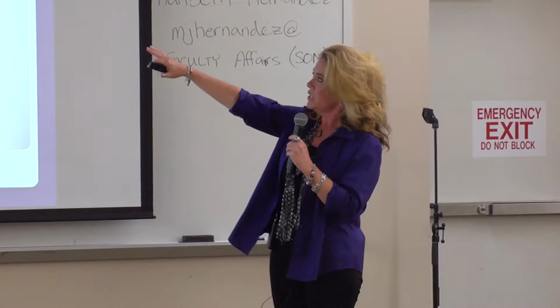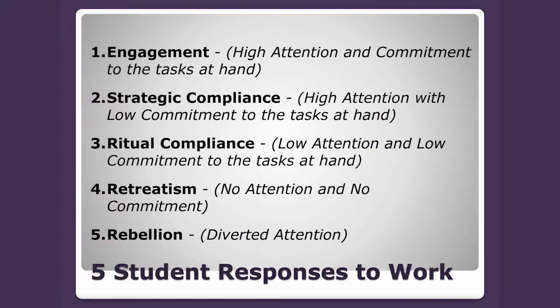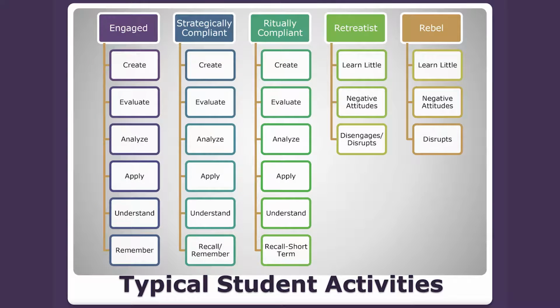However, strategic compliance then is high attention with low commitment to the task. We've seen this in our students, haven't we? You can identify faces of students that we've had over the years that would define each one of these. Ritual compliance, where there's low attention and low commitment to the task at hand. Retreatism, no attention and no commitment. And then rebellion, worst case scenario, right? Diverted attention. So that's where this chart is going.